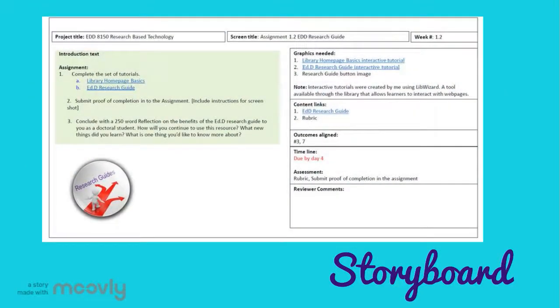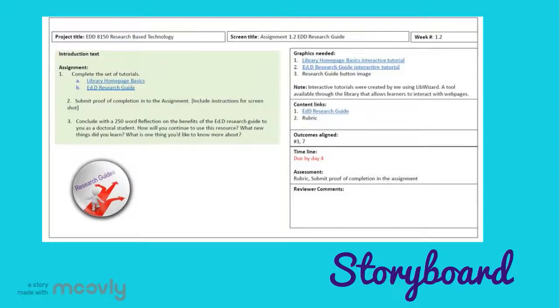On the next slide, it's the second assignment for the first week. You can see the difference. The assignment includes links to tutorials, which were the interactive tutorials I created, graphics needed, links, the rubric, the timeline when the assignment should be due. All these different things are components that make up the big picture of the course.